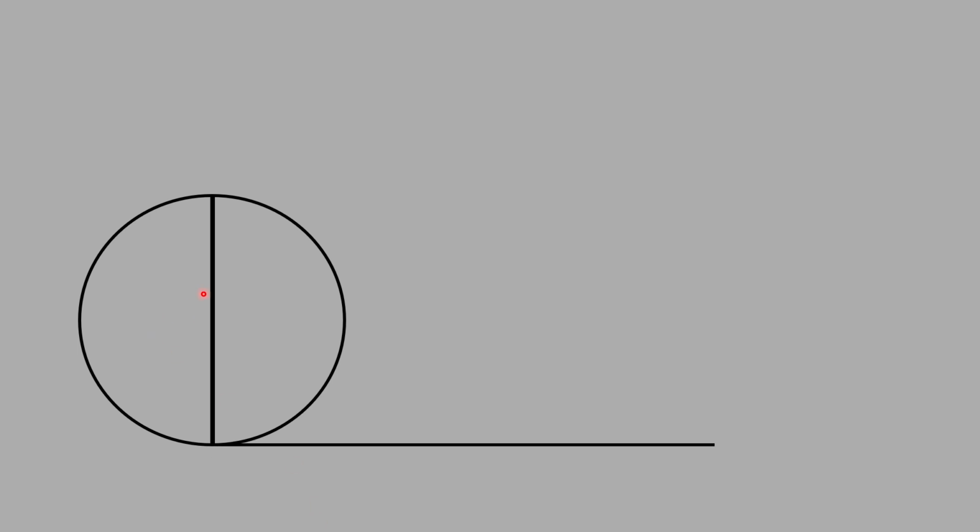So in this video we are going to talk about a previous year question on class 10. So there is a circle with the diameter, and there is a tangent to the circle, and there is a line which acts as a chord and intersects with this tangent, and in this point of intersection with the circle there is another tangent.